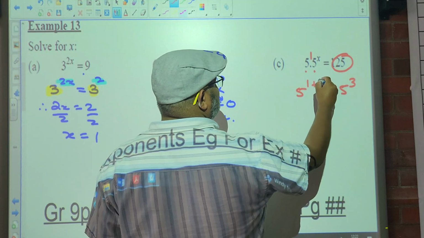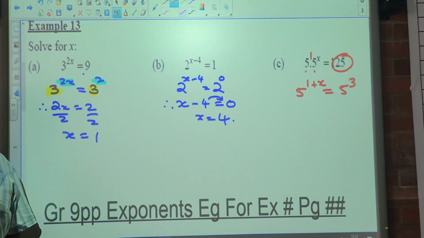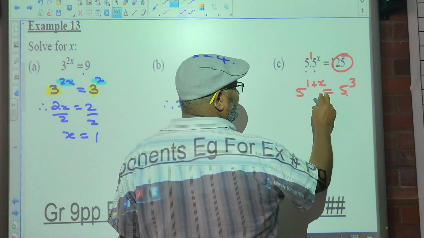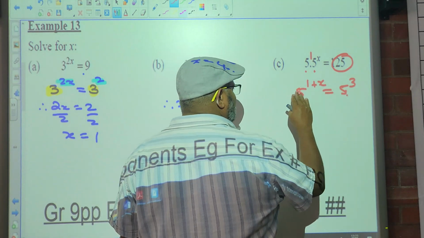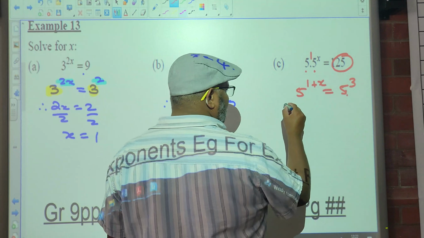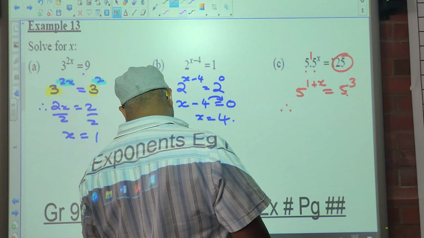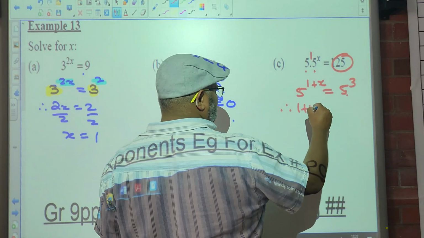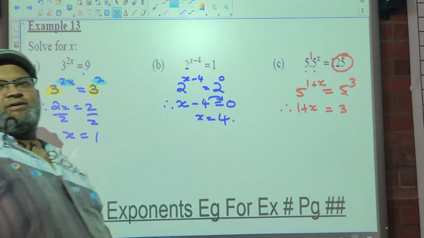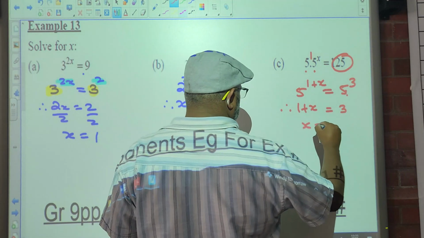1 plus x. Can you see that, people? So when the bases are the same, exponents are equal, yes. So therefore, 1 plus x equals 3. Now what? x is equal to 2. Okay.